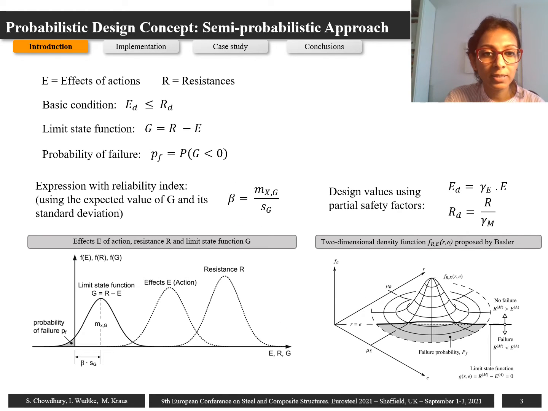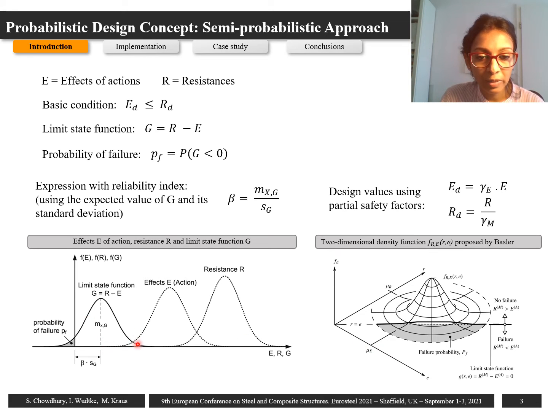In our initial design concept, we say that the limit state function G is a safety margin, which is the difference between the effects of actions and the resistance. And the basic condition is that the effects of action have to be lower than the resistance. The limit state function further differentiates the domain of a structure into two subdomains. One is the no failure subdomain, and another is the failure subdomain.